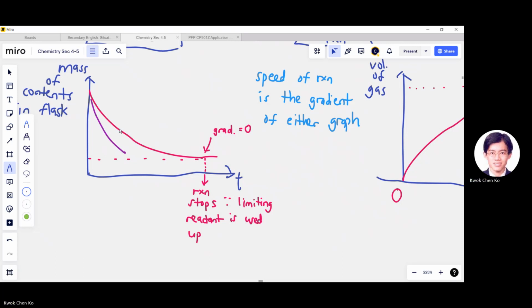Red or purple, which one is faster? Which reaction is faster? You mentioned purple, why? Yes, remember it goes down faster. So make sure you don't get this wrong, because this one is 100% coming up. Faster is very simple, because of steeper gradient. That's the easiest way to see.